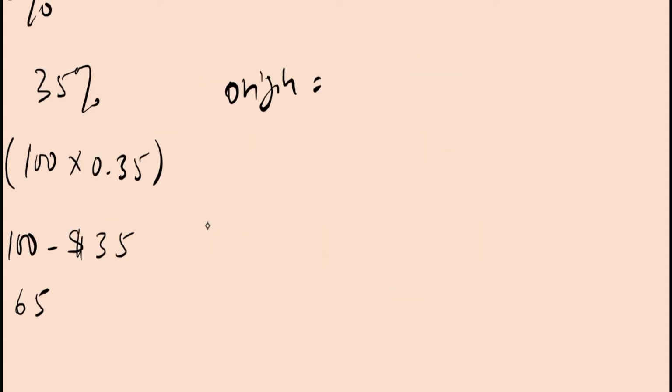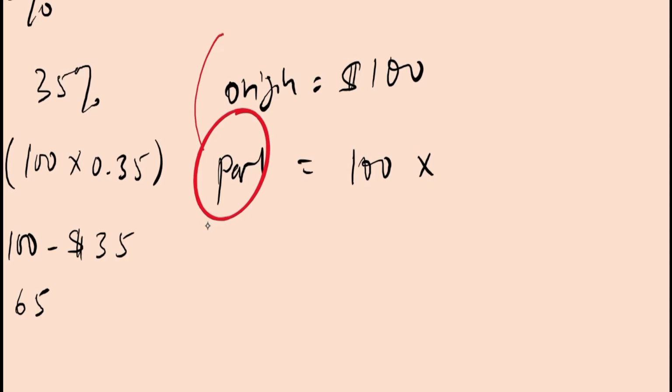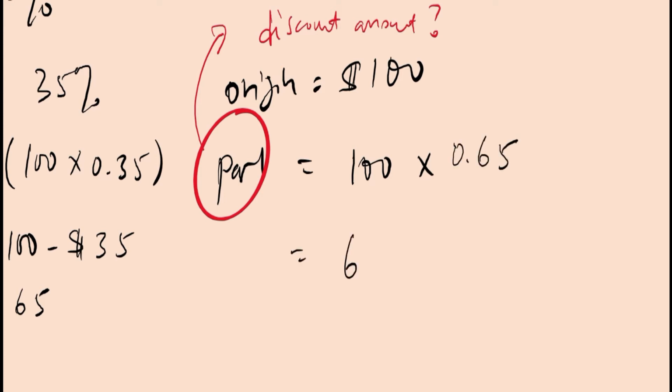Using the idea of part, base and rate, now we are going to take the origin as $100 and therefore the part will be the discounted amount, and you know the discounted percentage is 65%, so 65% multiplied by $100 will give you $65.